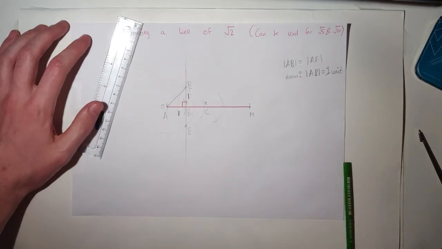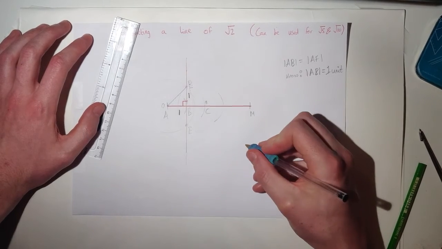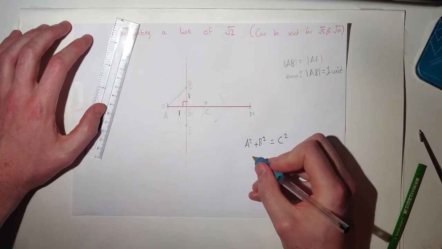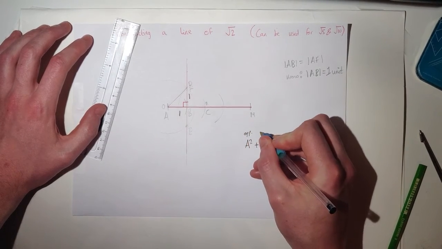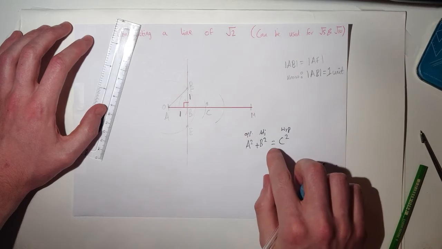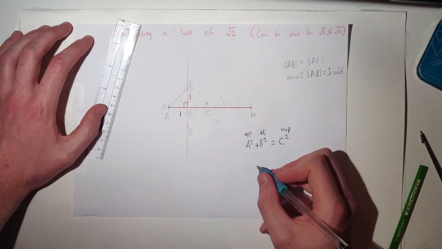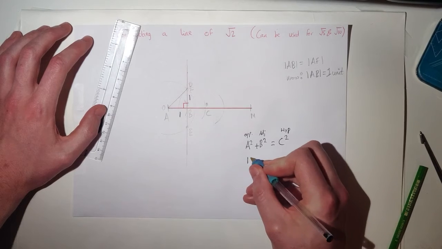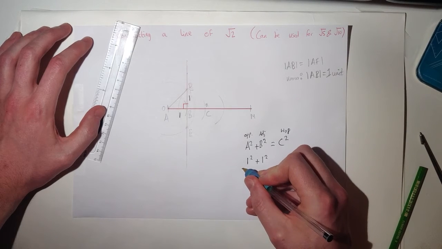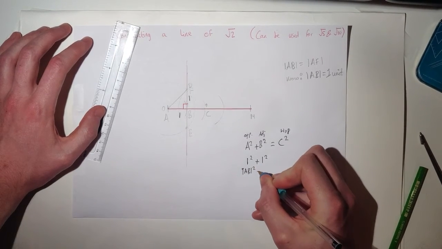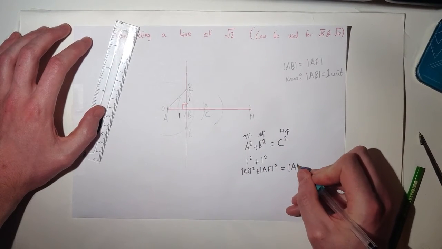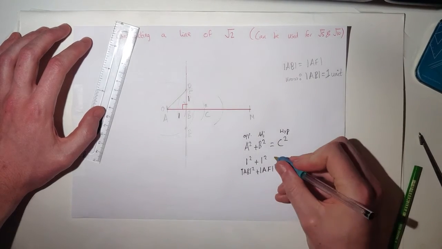And using Pythagoras' theorem, so we know that A squared plus B squared equals C squared. So we have the, let's say, the opposite, the adjacent, and the hypotenuse. So generally we use these when we're dealing with sine, cos, and tans, or the trig functions. But what we're going to do is say, well, the opposite is 1 squared. The adjacent is 1 squared. So that's, let's say, the length AB squared plus the length AF squared equals the length AF squared. Okay, so equals C squared.